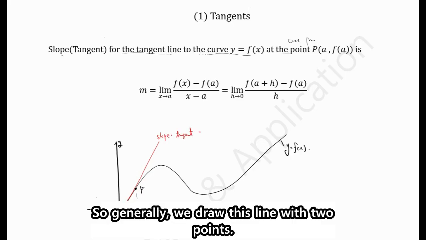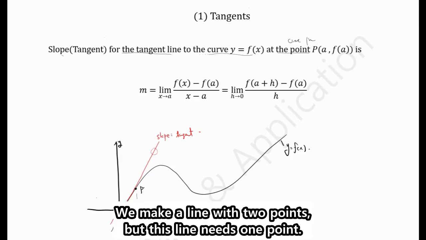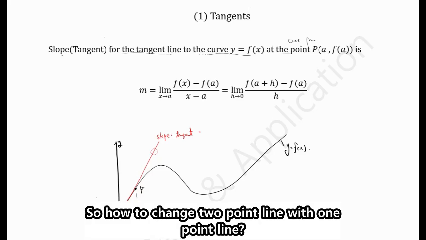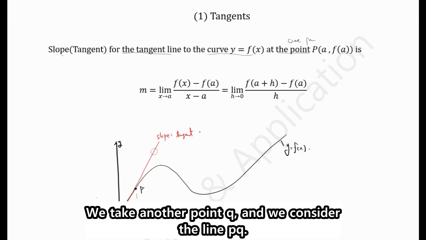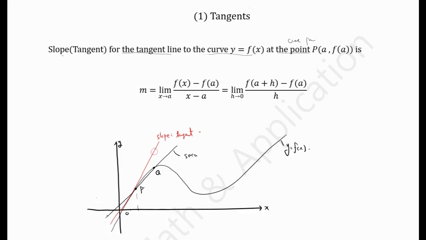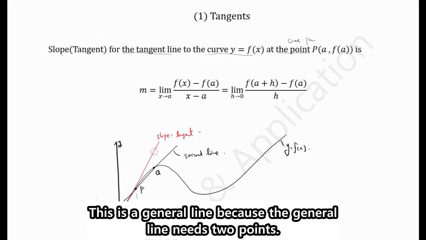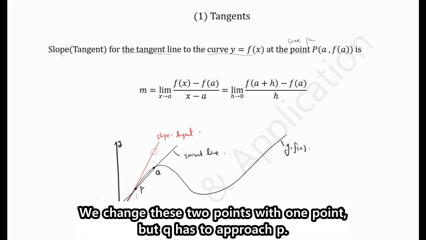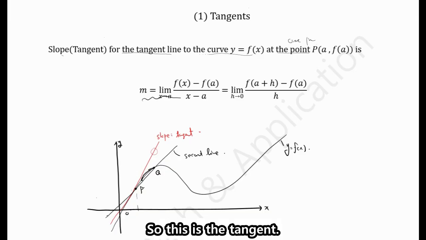So generally we draw this line with 2 points, but this line needs 1 point. So how to change a 2 point line into a 1 point line? We take another point Q, and we consider the line PQ. This is called the second line. This is a general line because the general line needs 2 points. We change these 2 points to 1 point, but Q has to approach P. So this is the tangent.